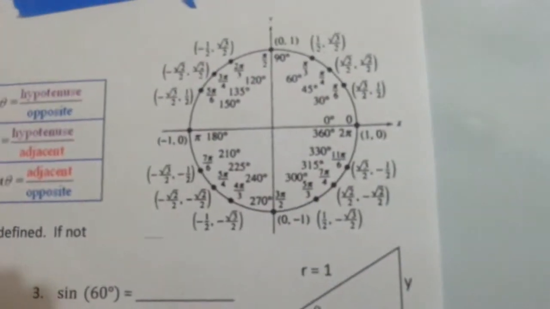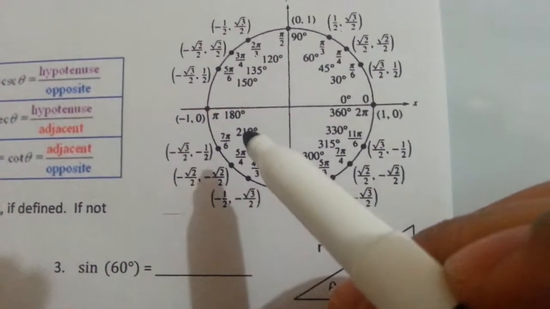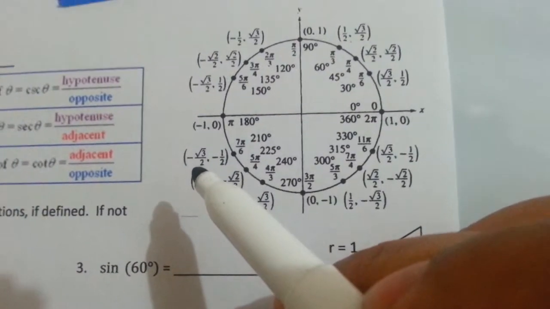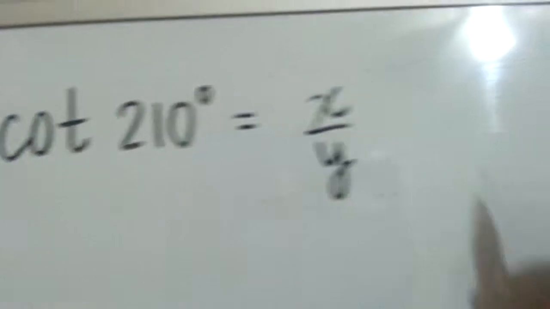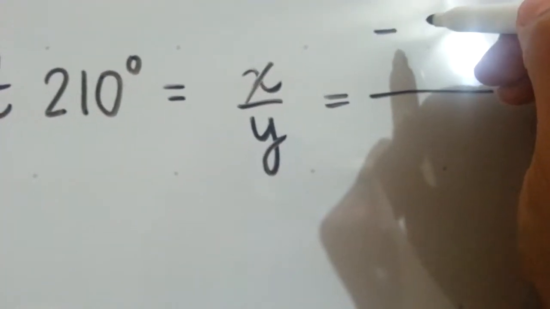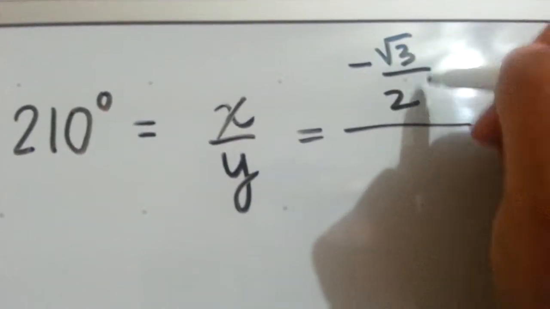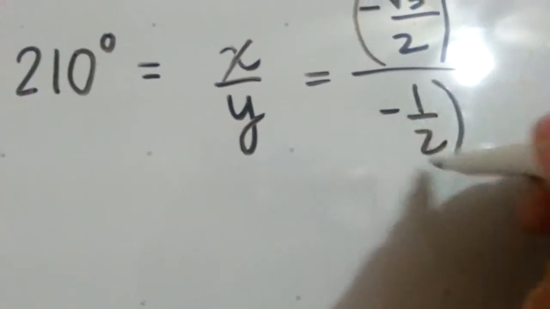So you're going to go to 210 on the unit circle. Zooming in. 210, here it is, 210, and we need the x value and the y value. Here we go. The x value is negative square root of 3 over 2. And the other one is negative 1/2.